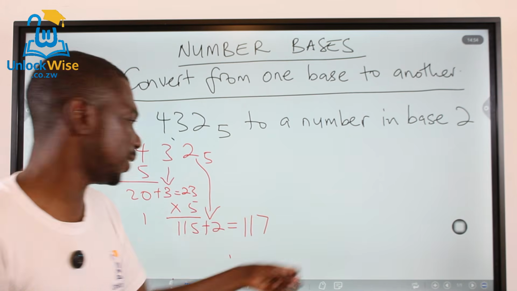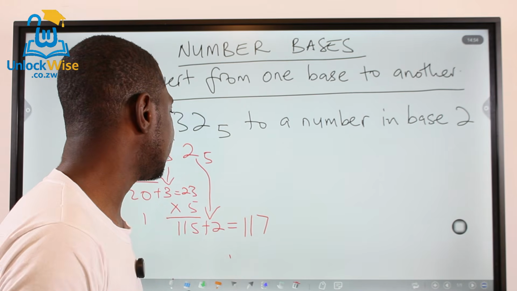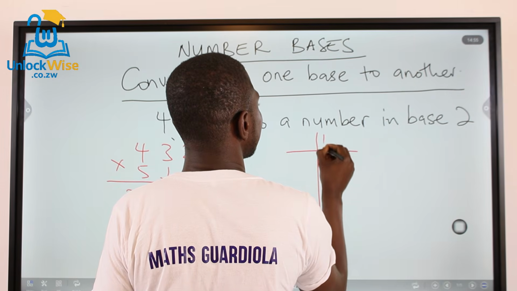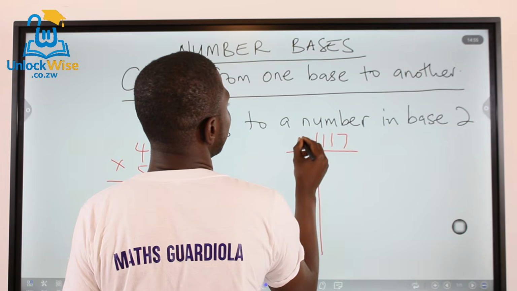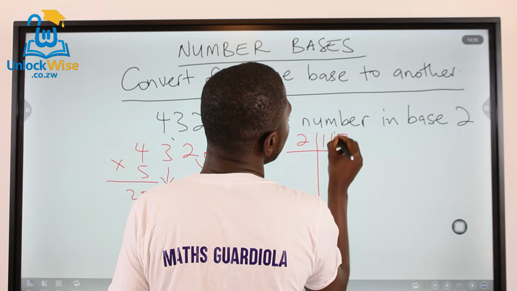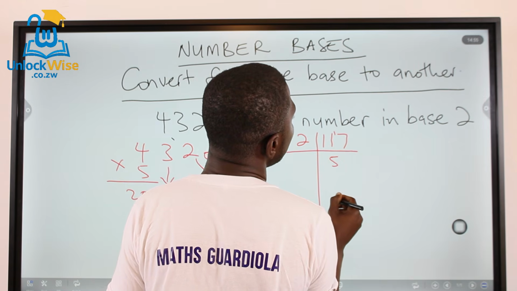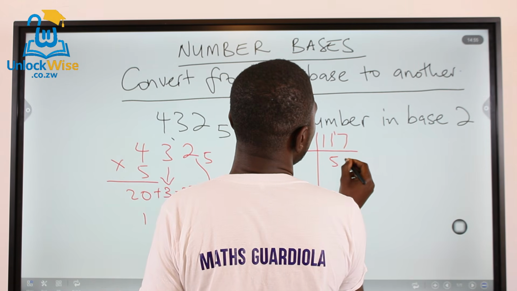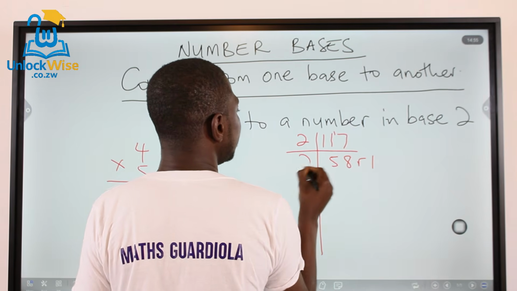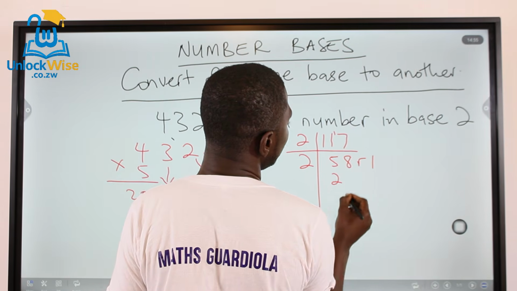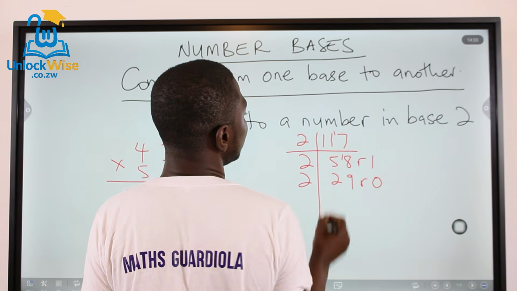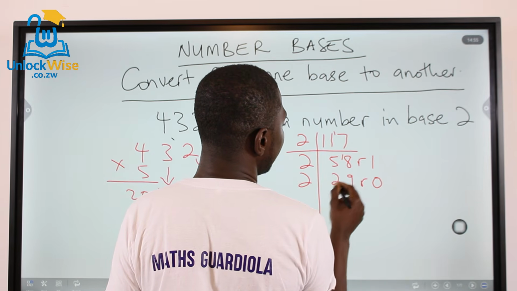And I want to change this base 10 number to base 2. So I will divide this number by 2. 2 into 11, that's 5. Okay. 2 into 17, that's 8, remainder 1. 2 into 58, this is 2, and 9, remainder 0. 2 into 29, this is 1.